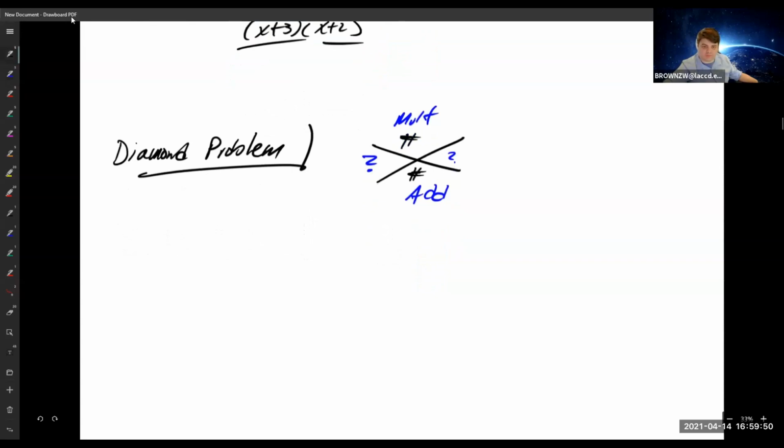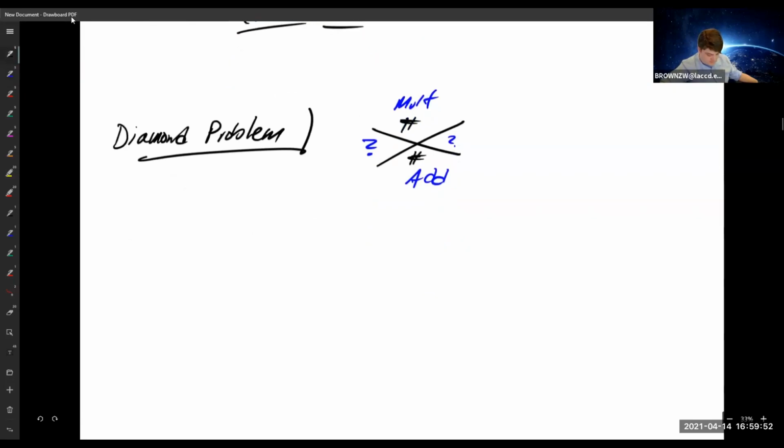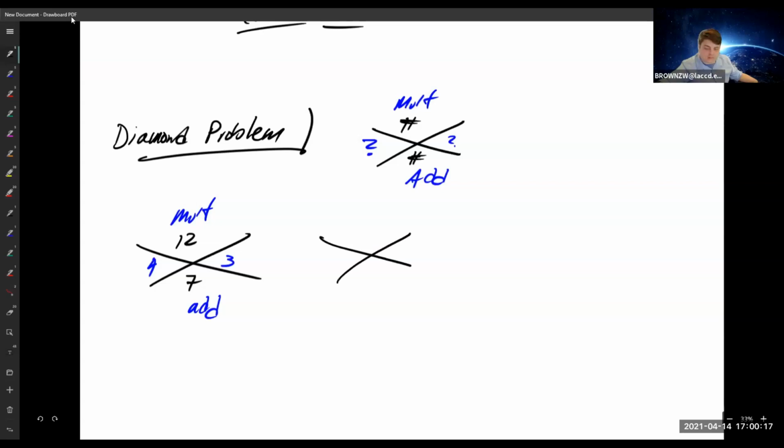So an example of a diamond problem here would be like if I have 12 and 7. So we're looking for 2 numbers that multiply to 12 but add to 7. So here would be a fairly easy one. This is just going to be 4 and 3. 4 times 3 is 12. 4 plus 3 is 7. Pretty straightforward. I'm just going to do a couple of these.